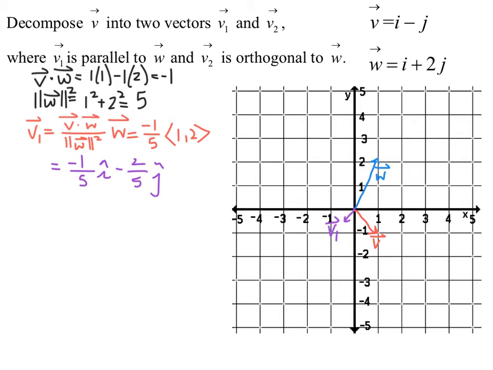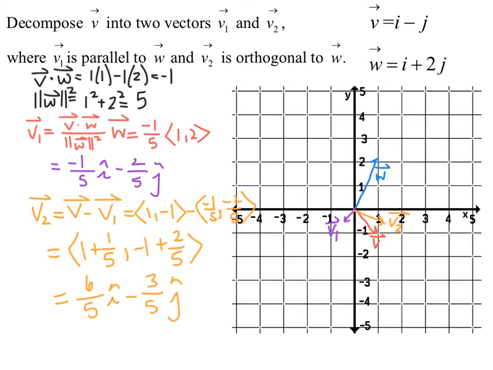So if you graph that, you're going to go to the left 1/5 and down 2/5. So it's on that same line as w, but it's going the opposite direction. That's still considered parallel. So we took part of vector v to create vector v sub 1, and we want whatever's left over, so v sub 2, to be our perpendicular or orthogonal piece. So we just do our original vector v minus the vector that we just found. So go ahead and pause the video and do vector v minus vector v sub 1.